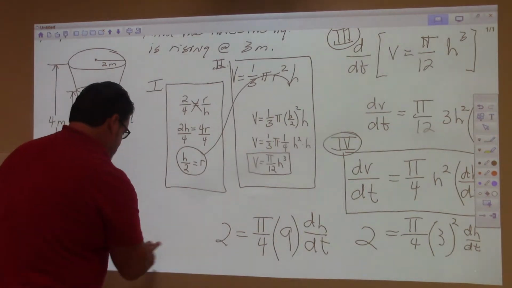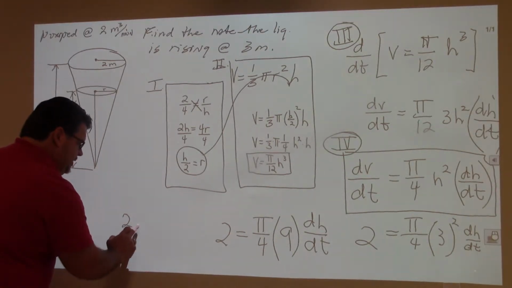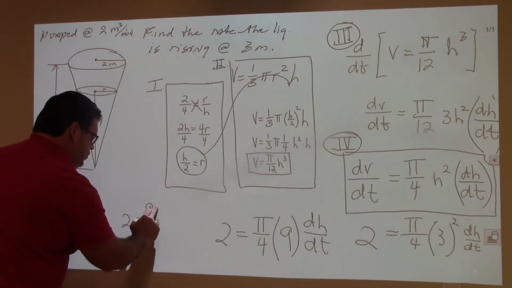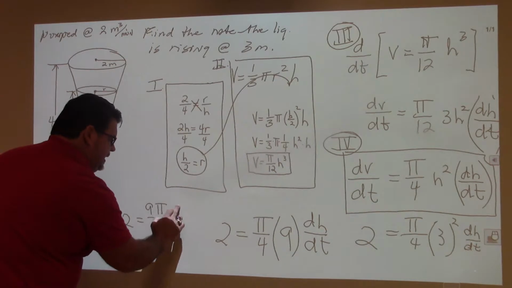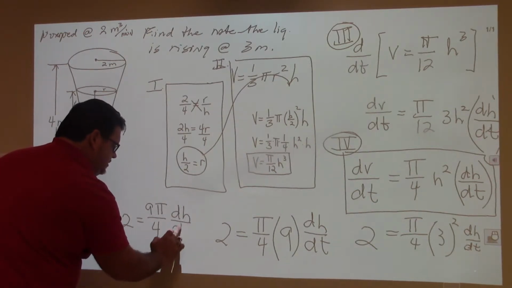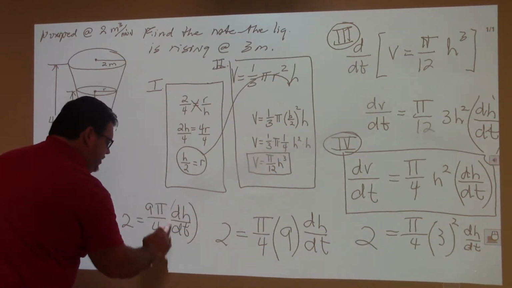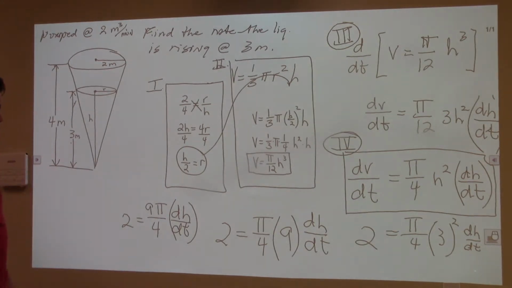So, this is 2 equals 9 pi over 4 dH dt. And some of y'all are going, Hubert, what are you doing? Well, I'm trying to get it down to a one fraction so I can use my head maybe instead of depend on a calculator.